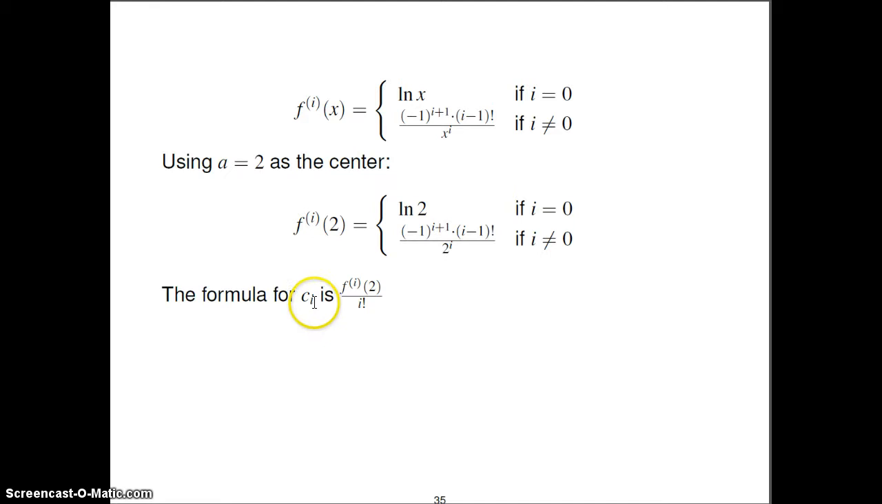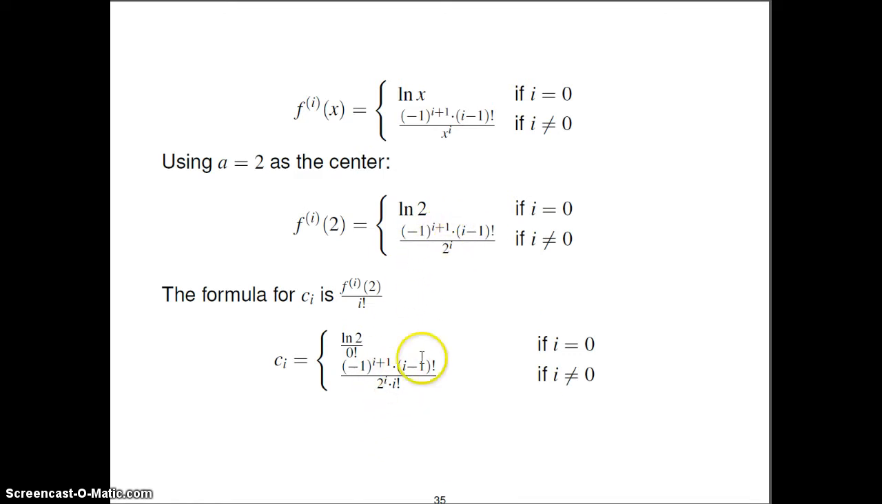Now the formula for c sub I is: take this thing, take the ith derivative at a, in this case 2, so take these numbers and divide by I factorial. Because this is split into parts based on whether I is 0 or not, this will be split into parts too. So all we do is take this formula, and in this first sporadic case, divide by 0 factorial. In the other case right here, you actually see these fractions look very similar.